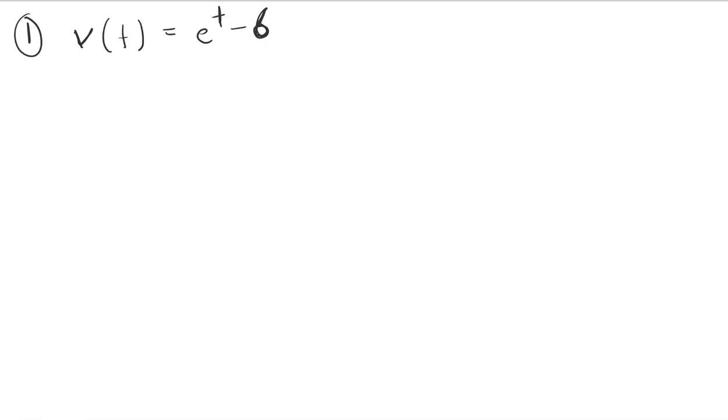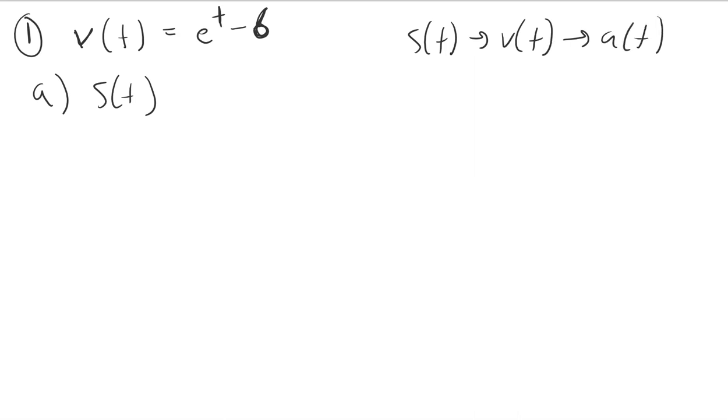Okay, so part A asks us to find S of t, which is the position function. For this, we have to remember this relationship. Position becomes velocity if we take the derivative, and velocity becomes acceleration if we take the derivative. So if we want to go the opposite direction, the antiderivative would be integration.